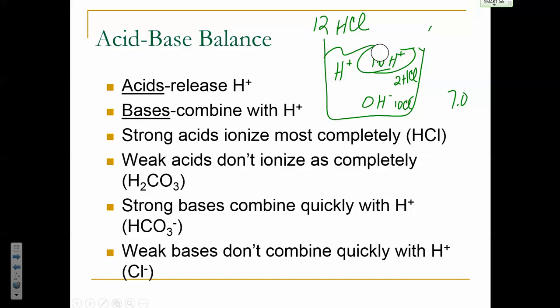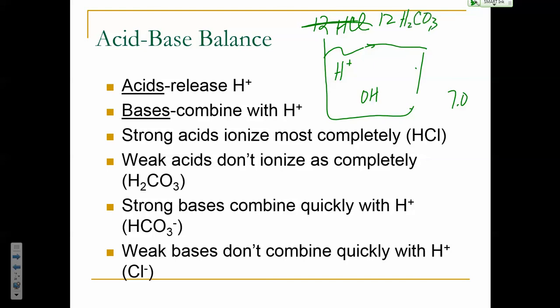A weak acid would be one that still ionizes or dissociates in water. But let's say carbonic acid is a weak acid. If 12 of those dissolve in, maybe only 6 of them break up, or 4 of them break up. If 4 break up, you're going to have 4 hydrogens and 4 bicarbonates, and 8 of them remain intact. So it still lowers the pH because you're adding more hydrogens, but it doesn't lower it as much, right? That would be a weak acid.